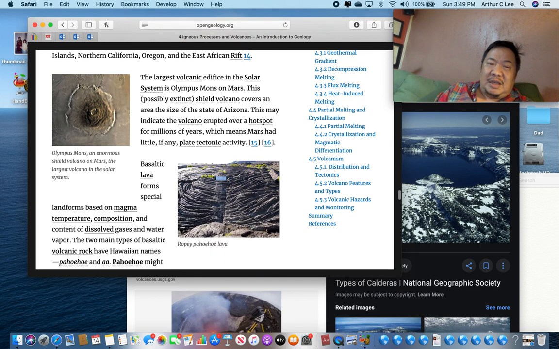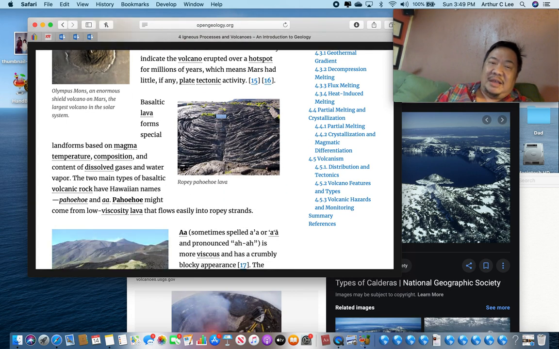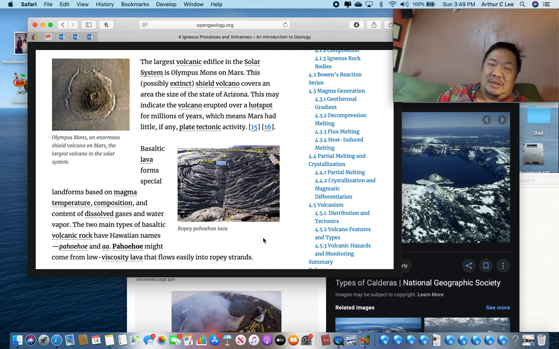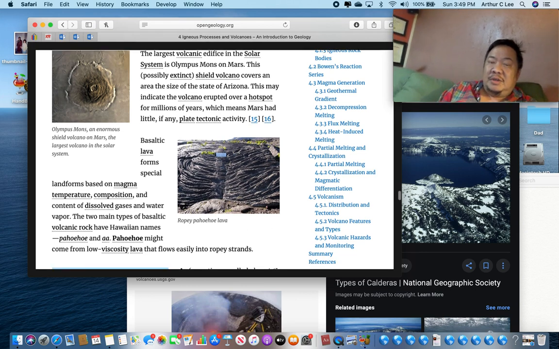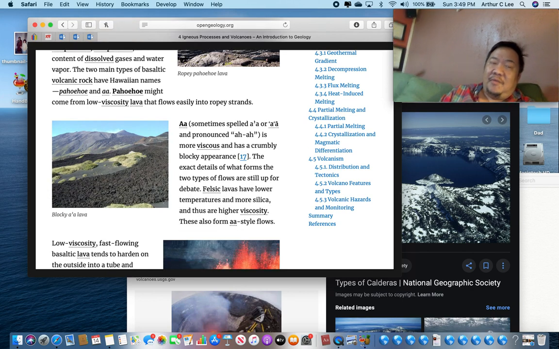There are some good things that come out of volcanoes, too. You might think of the death and destruction, but there's good things, too, and we'll talk about it. But here's your pahoehoe associated with your shield volcanoes. What good things can you get out of a volcano?